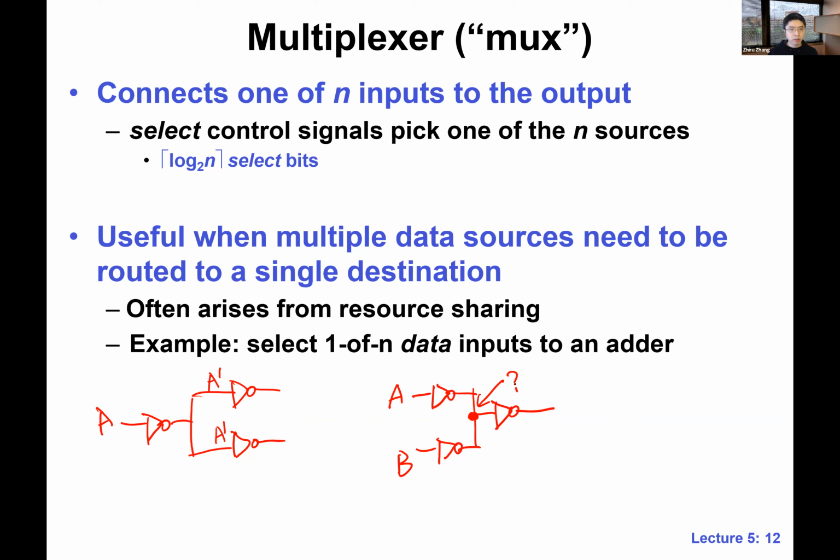That's where we need to introduce the so-called multiplexer. We actually need to insert something over here so we can make a choice. This is the key motivation behind having the multiplexer, or Mux. In most cases, we just say Mux.